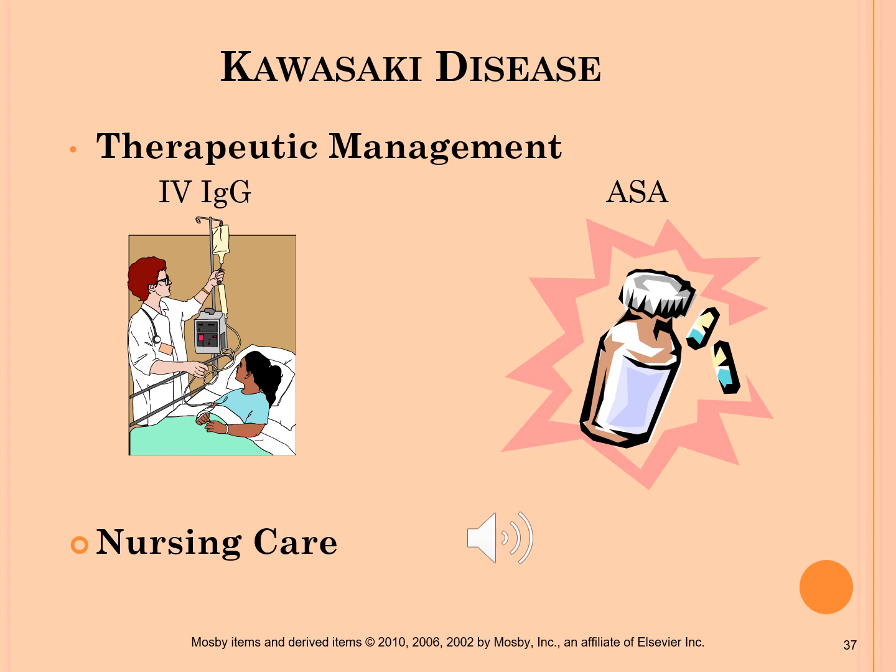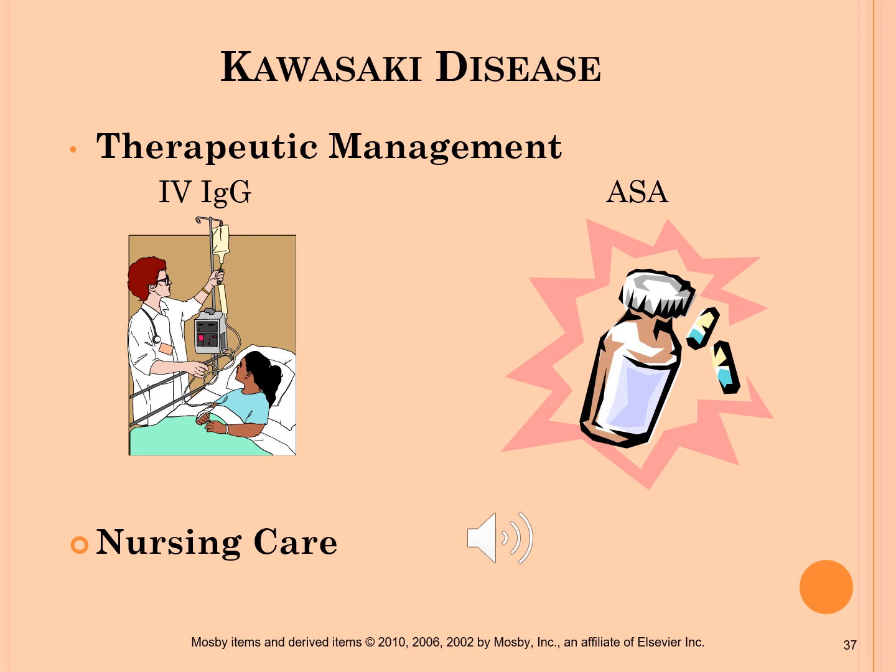There's a specific time frame we can give it. We want to give that within the first 7 to 10 days of that fever. So right when they're having those prolonged fevers, we need to do it during that acute phase. And in some cases, we can even do repeated doses if the fever does not break. So IV immunoglobulin, again, helps reduce the duration of the fever, and helps reduce the incidence of coronary artery aneurysms. And then the other thing that we're going to give them is aspirin.